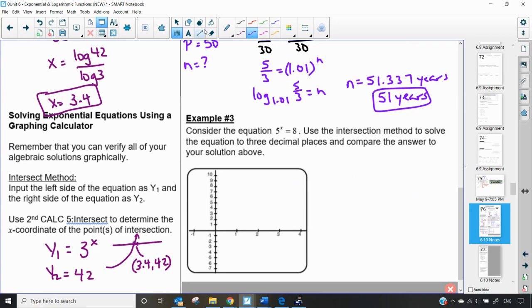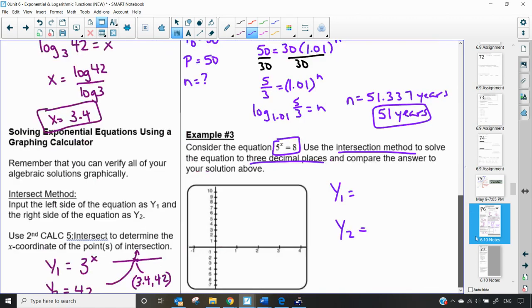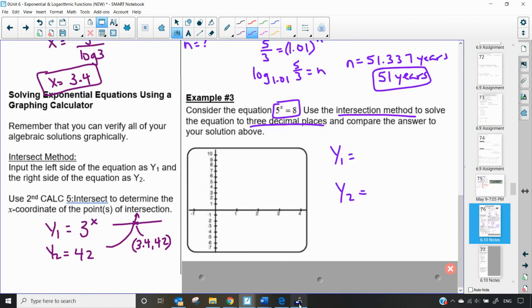When we are solving using our calculator, we put everything in as y1 and y2. So this question asks us to consider the equation 5 to the x equals 8, and it says to use the intersection method, in other words, the graphing method, to solve the equation to 3 decimal places and compare your answer to the solution above. If you notice, we solved 5 to the x equals 8 above, and we had 1.292. So we would be expecting the same answer here.